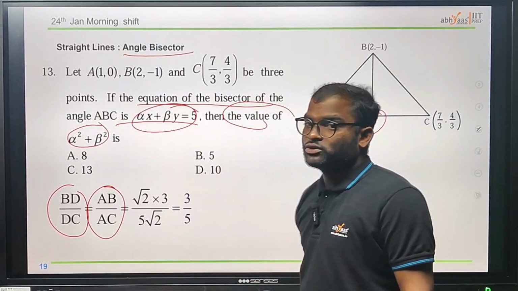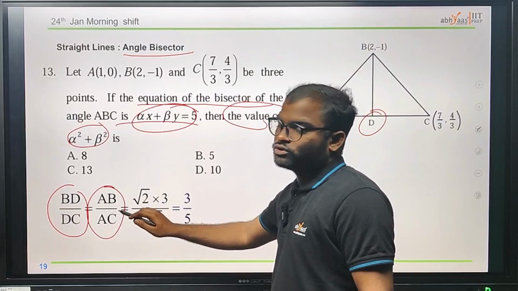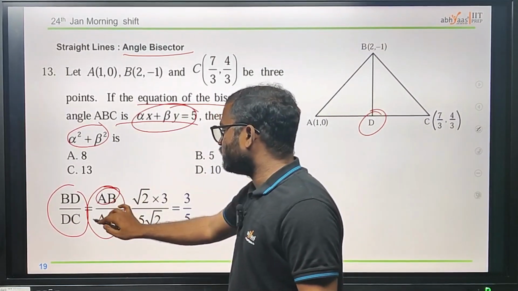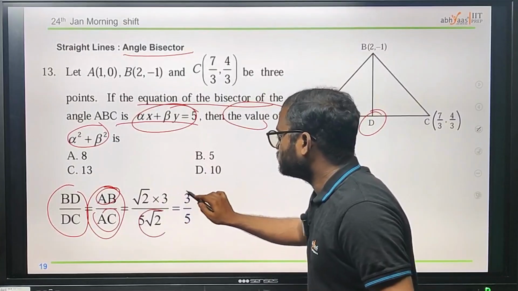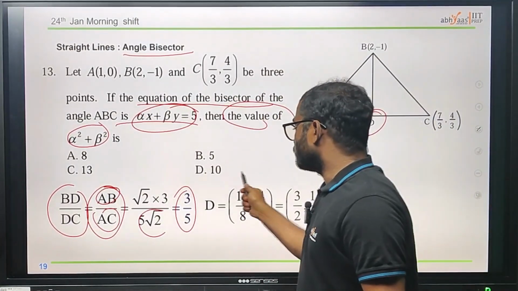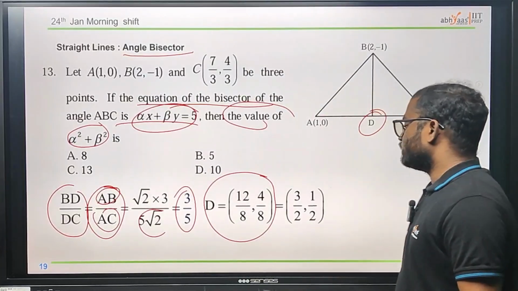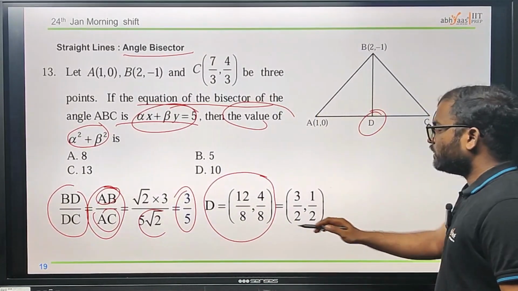Just finding the slope of this one, we will write this as root 2 into 3, which is not slope, just distance between AB and AC. We will have root 2 times 3 and 5 root 2, which gives 3 by 5. And now similarly D is equal to, from this we can easily see that by using this AB and AC, we can easily find the D point.